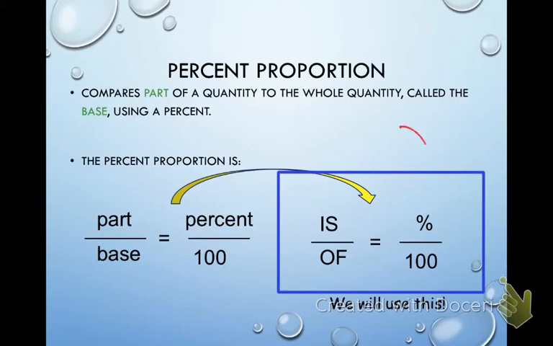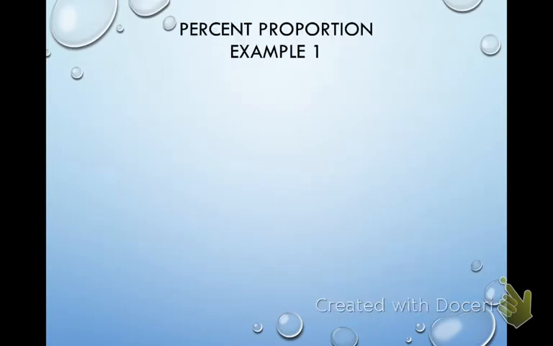Now, why does it say percent over 100? Well, remember, if you remember that video where we had that crazy math antics guy, that crazy old dude, say percents are always out of 100, okay? That's important. Percents are always out of 100. So we're going to use the is over of equals percent over 100 proportion. Notice it says we will use this. Okay? You're going to use this a ton in my class. So here we go. Okay? We're going to get started.